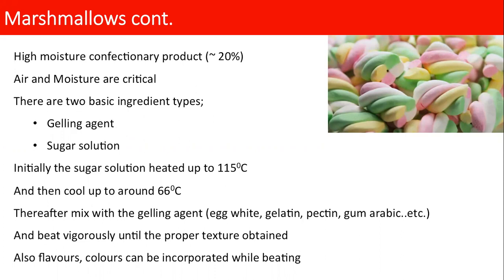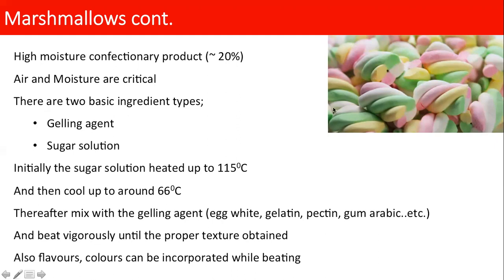I hope that you all have done these experiments in the laboratory. So therefore, you have the hands-on experience. And cooling is important, around 66 degrees. Then we are going to mix in the gelling agent, maybe egg white, maybe gelatin, pectin, or a mixture. Then beat vigorously to get the required texture, because as we discussed, the stirring speed is very important to grab air, right?